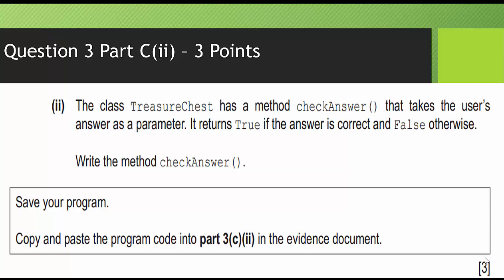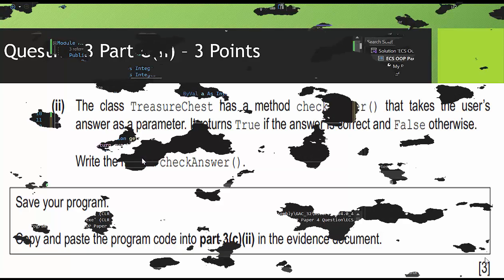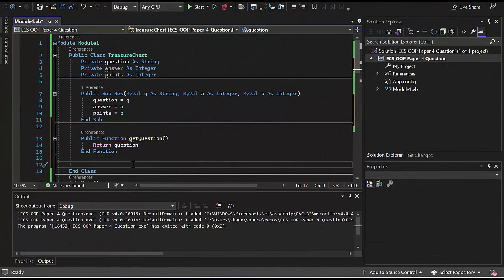We have the object question. So we're going to be comparing the user's answer with the property or attribute answer to see if they're the same. If they're the same, we're going to return true. If it's not the same, we're going to return false. So let's go ahead and let's code that out now. Okay, let's go ahead and write that method.